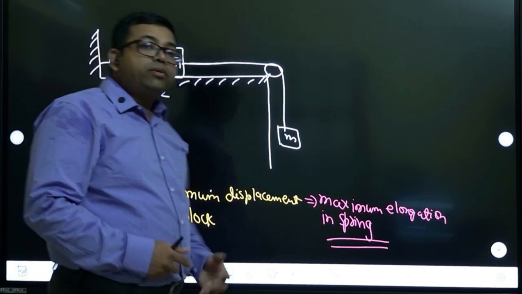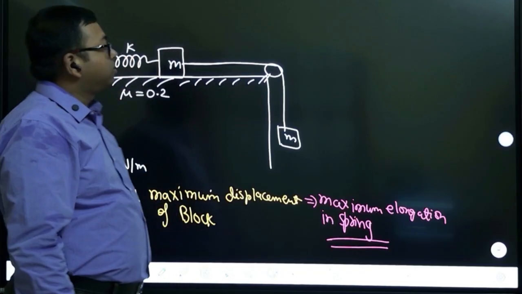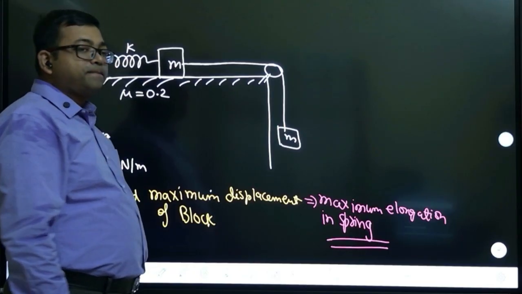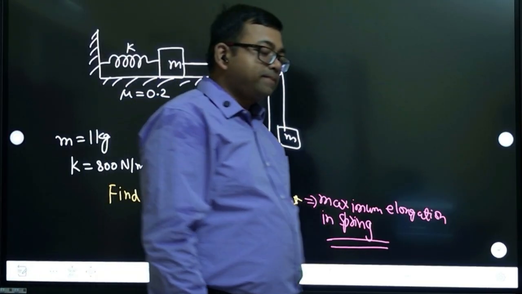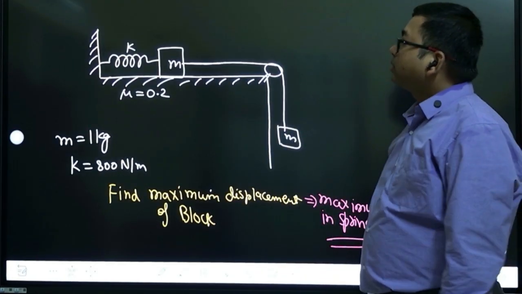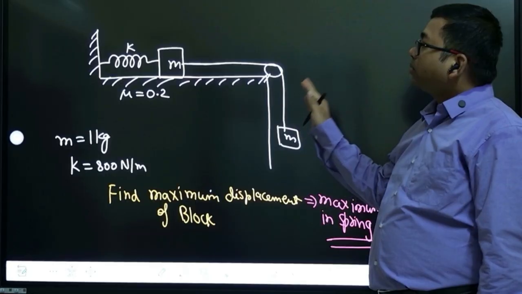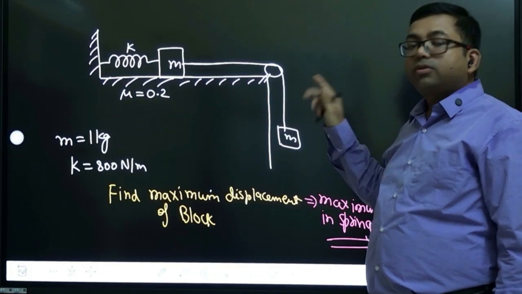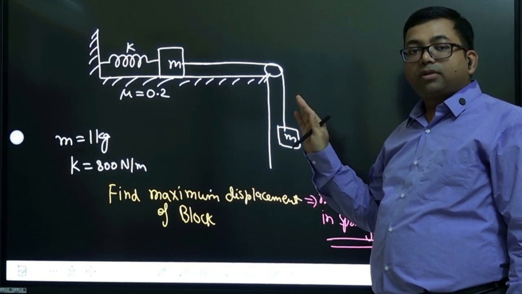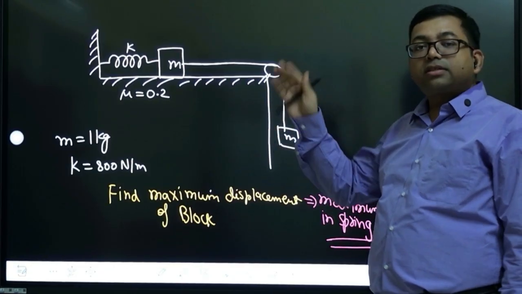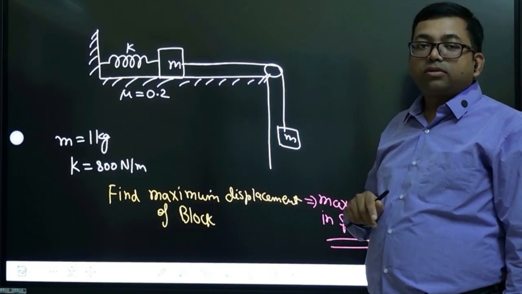So how are we going to think about it? Correct. Because whenever maximum elongation happens, the block will stop at maximum elongation. After that, it can come back, it can start oscillating also, just like a spring.